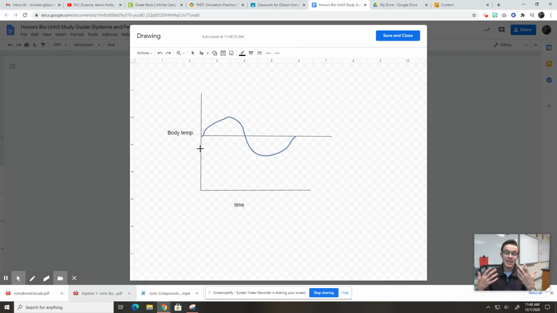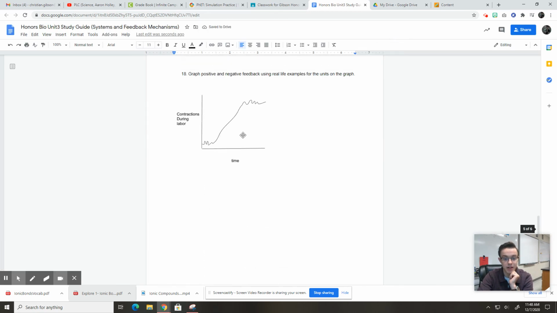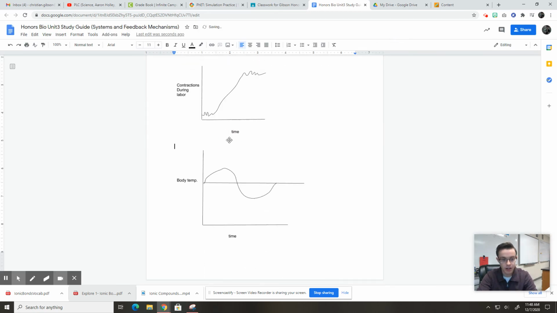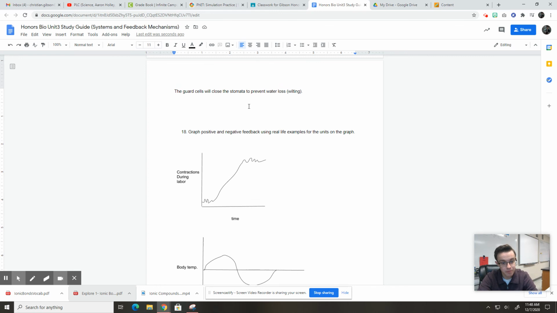Okay, so in negative feedback, the graph looks different. You have a stimulus that throws you off of homeostasis, and it doesn't just keep going like in positive feedback. Rather, something will happen to counteract that stimulus, and it'll bring it back down to normal. And it always tries to hover around this normal level that we call homeostasis. Okay, so there's our positive feedback. Here's our negative feedback. You can label those if you want to. I mean, I can tell the difference just by looking, but if you want to label them, that's fine.